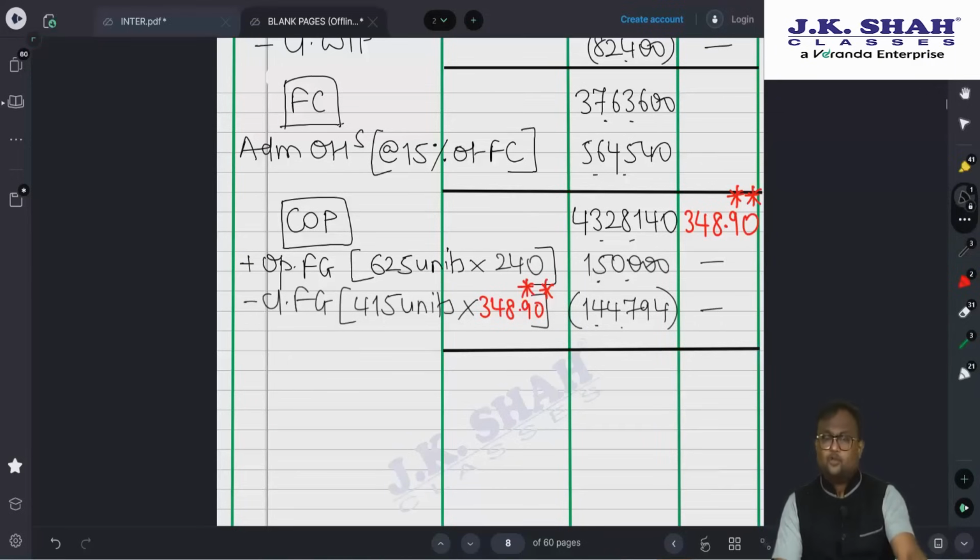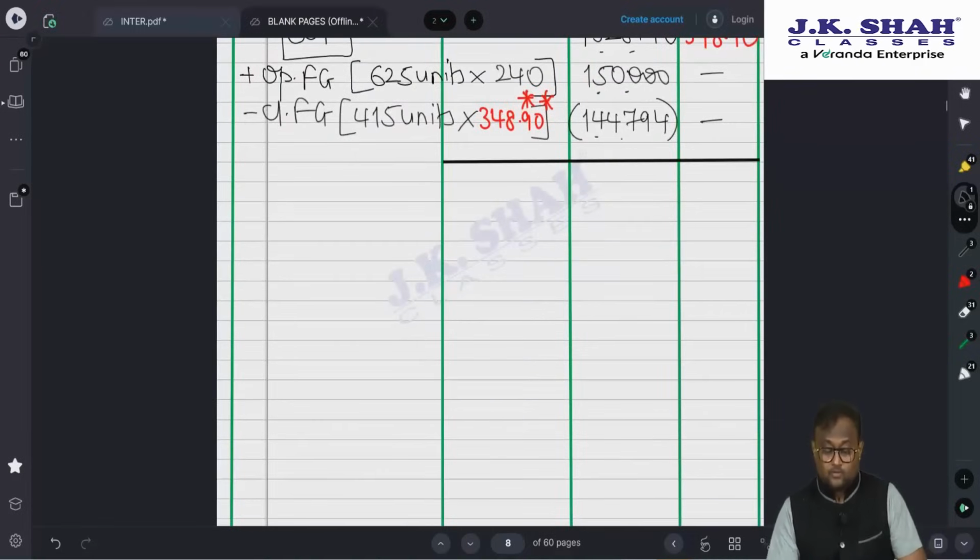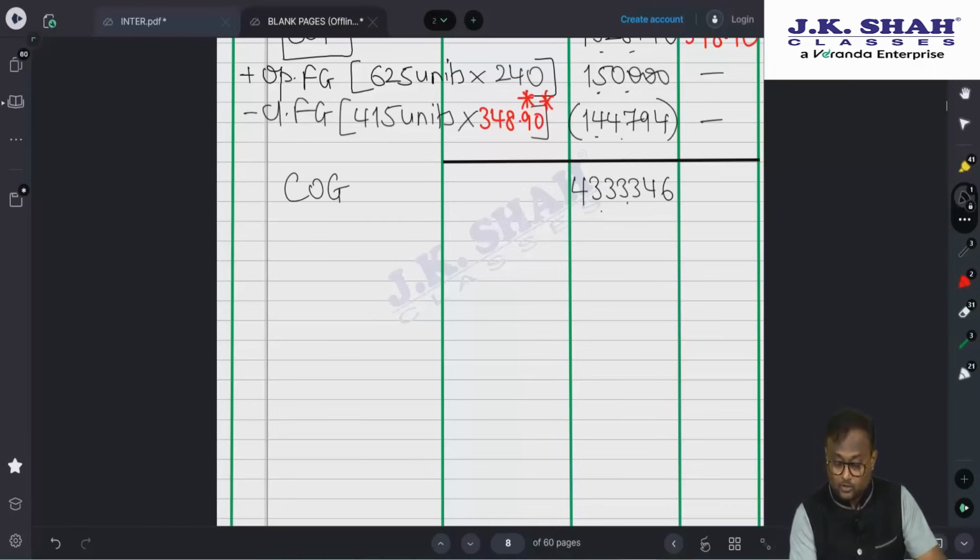In the absence of information, the FIFO method is followed. FIFO means first in, first out. So your opening stock will always be sold first. That means at the end of the year, whatever you are having has to be out of your current year's production. Current year's production was at 348.90 per unit. 415 such units are left with me. So 43 lakhs 33,346 will be my cost of goods sold.